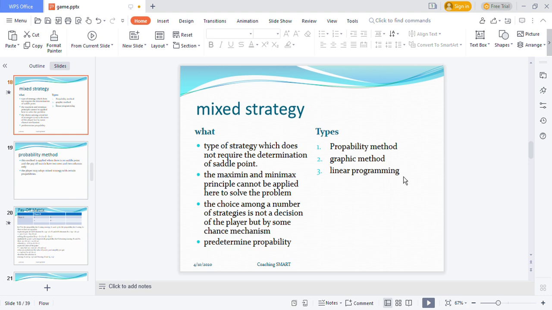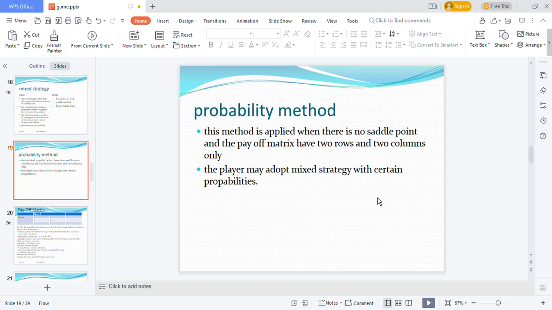Now, the types or methods to be used in the determination of mixed strategy. Number one is the probability method. Number two is the graphical method. And number three is the linear programming method. Let's look at the probability method.